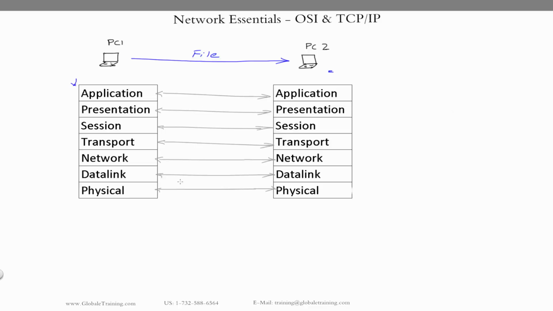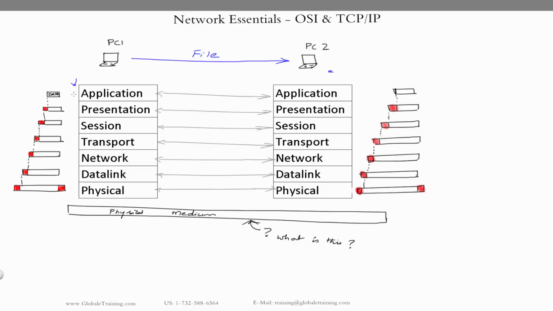I'll talk about these arrows, what it means when I connect application on PC1 with application on PC2, presentation layer on PC1 with presentation layer on PC2. We'll get into this later, and so forth with other layers. Okay, this is the picture.